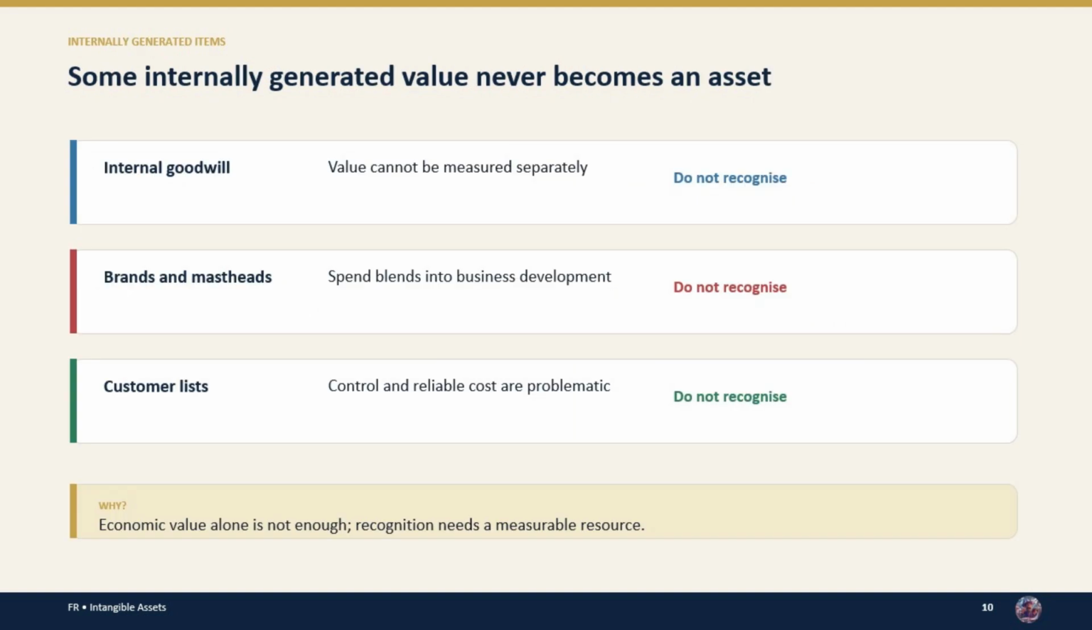IAS 38 prohibits recognition of internally generated goodwill, brands, mastheads, publishing titles, customer lists, and similar items. The issue is not that they lack value. The spending cannot be distinguished reliably from the cost of developing the business as a whole. A purchase brand may be recognized if the normal criteria are met, but internally building the same brand through advertising does not create a recognized asset.